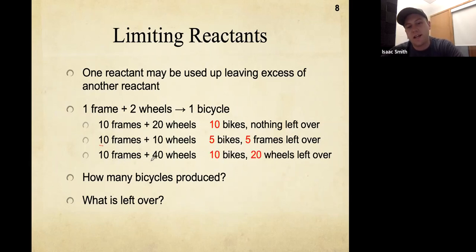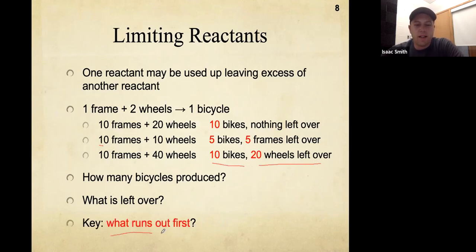Another example is if we had 10 frames and 40 wheels, right? With 40 wheels, we could maybe make 20 bikes, but we only have 10 frames. So really, we're only going to be able to make 10 bikes, and we're just going to have 20 wheels left over. And that's what we're going to be looking at with these limiting reactant problems, okay?